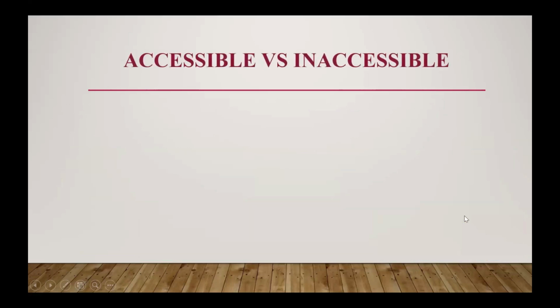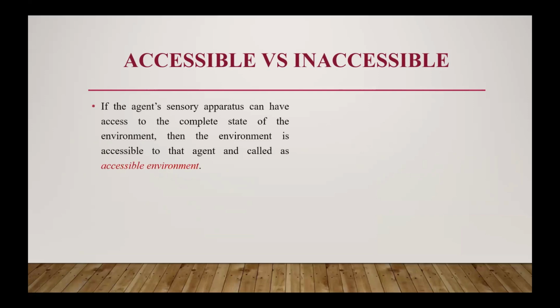Then accessible and inaccessible. If an agent's sensor apparatus can have access to the complete state of the environment, then the environment is called accessible to the agent, and it is called an accessible environment. Means each and every point the sensor can assess. That is taking a temperature in an empty room.